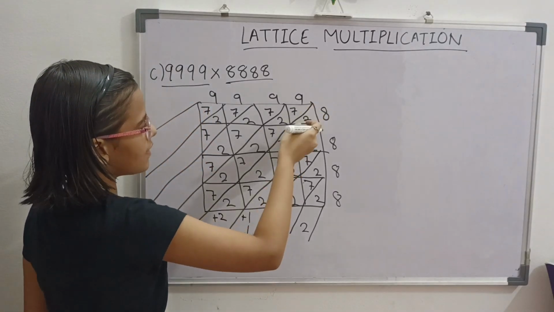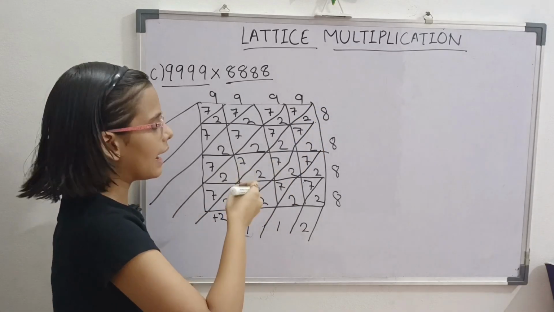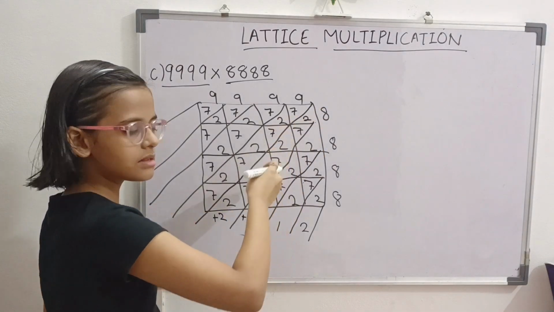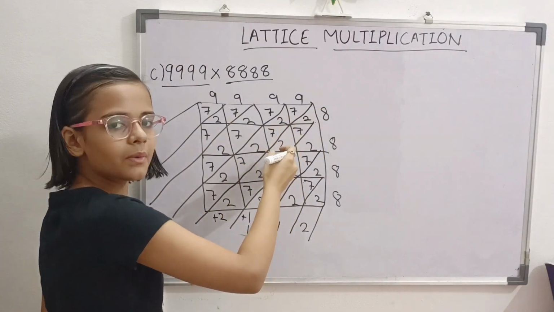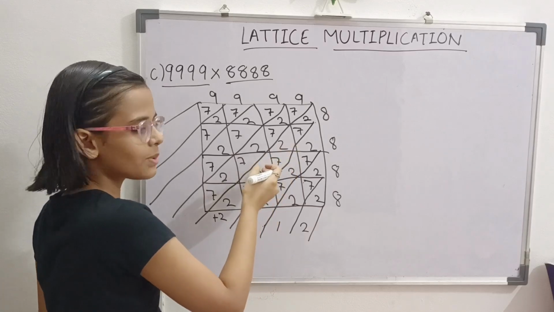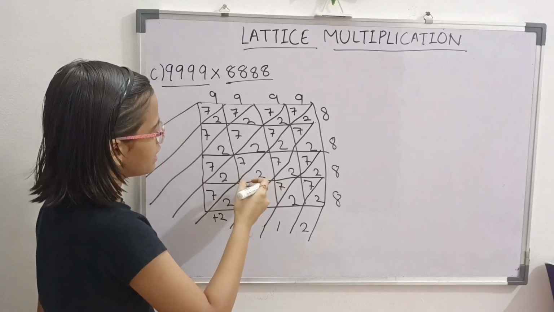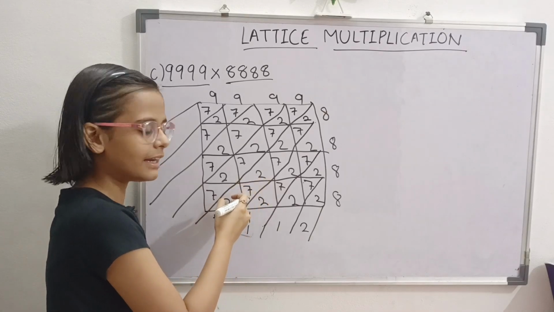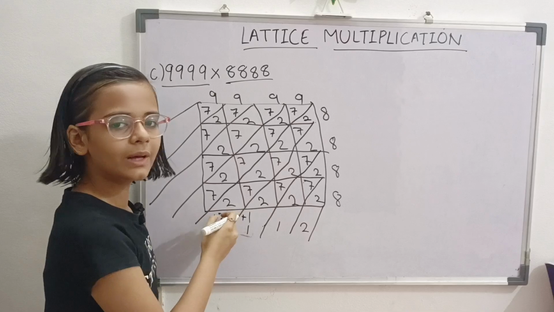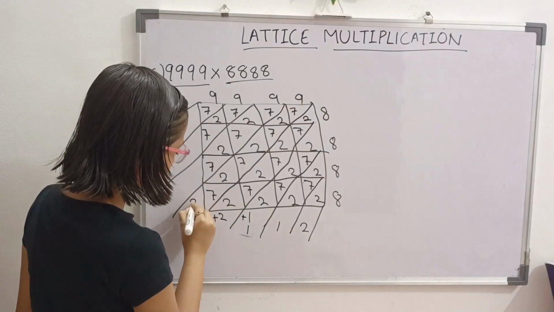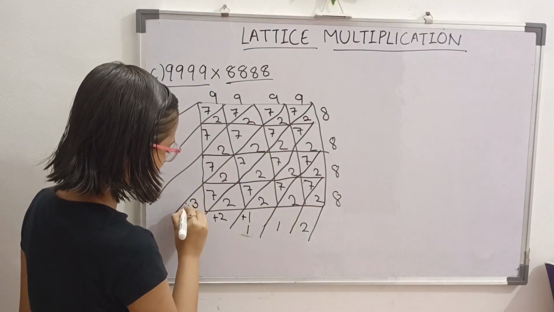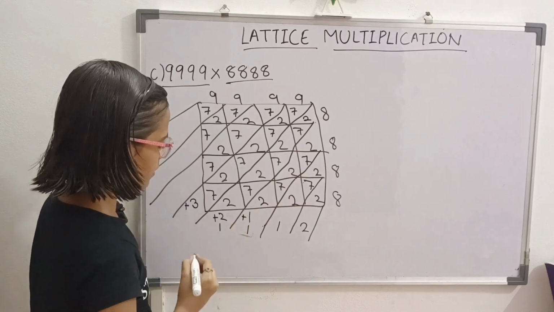Then 7 plus 2 equals 9, 9 plus 2 equals 11, 11 plus 7 equals 18, 18 plus 2 equals 20, 20 plus 7 equals 27, 27 plus 2 equals 29, 29 plus 2 equals 31. So 3 will be carried over and 1 will be written here.